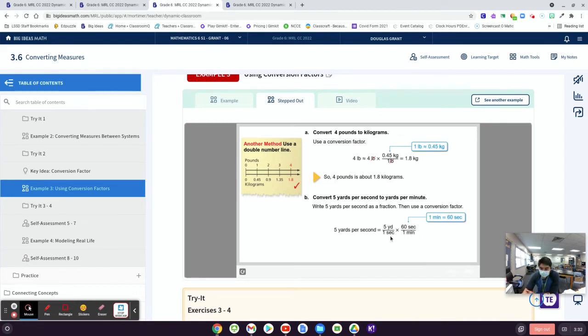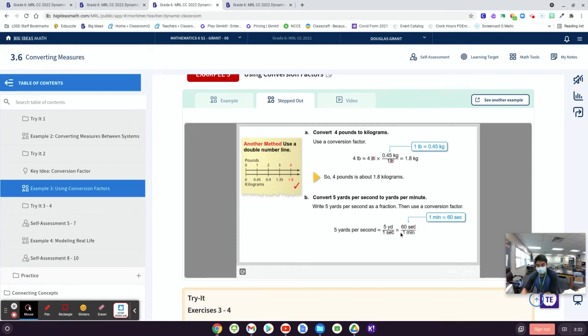So we're going to multiply this fraction by 60 seconds over 1 minute so that the seconds cancel out. Now you cannot multiply 5 yards over 1 second by 1 minute over 60 seconds, because then the seconds won't cancel out. You're going to have a unit of seconds down here and seconds down here, and so they won't cancel out. You have to have the units on opposite sides of the fraction. In this case, we have 1 second down here and 60 seconds over here. So now we see that the seconds cancel out.